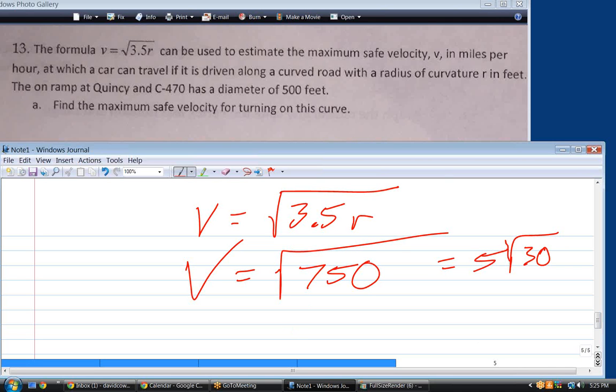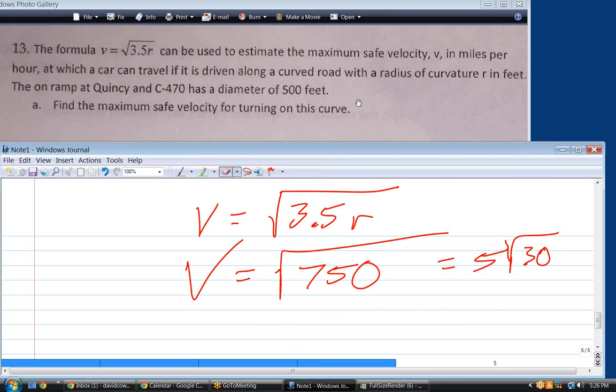It is, because root 30 is equal to root 2 times root 5 times root 3, none of which are perfect squares. In other words, I can't reduce root 30. I could write it as the product of 3 smaller roots, but each one of these is prime, so you can't reduce any of those, so you leave it as root 30. That's the answer right there.